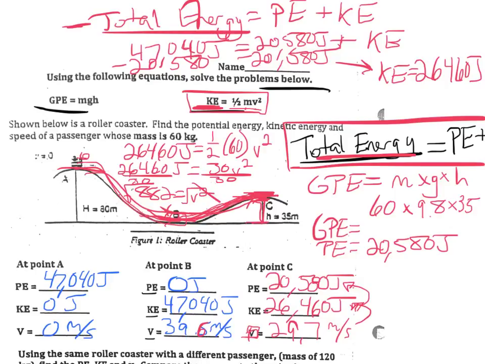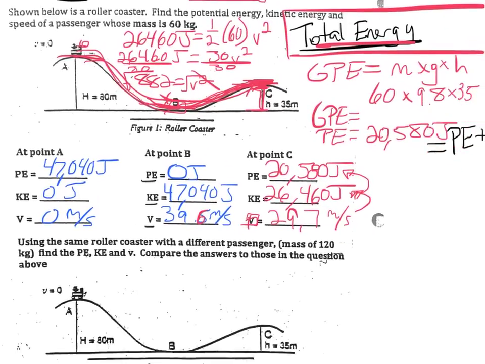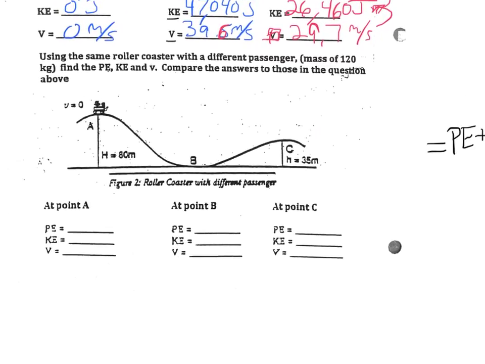Thanks for listening, everyone. Now it's your job to go down to the bottom here and to use the same roller coaster. It's the same heights on the roller coaster, but now we have a different passenger. The mass is 120 kilograms. And I want you to calculate the potential energy, kinetic energy, and velocity of that rider and roller coaster at every point. If you have questions, go back and follow through on my examples again and look back at your work. And I look forward to seeing you with these finished on Tuesday.